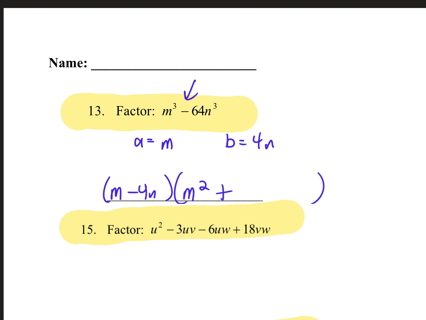So what would this be? 4mn. And then, guys, remember, when you square this second term, that 2 goes to the 4 and to the n, correct? So it becomes plus 16n squared. Remember, if there is a coefficient in front of the variable, the squared goes to both the number and the letter.